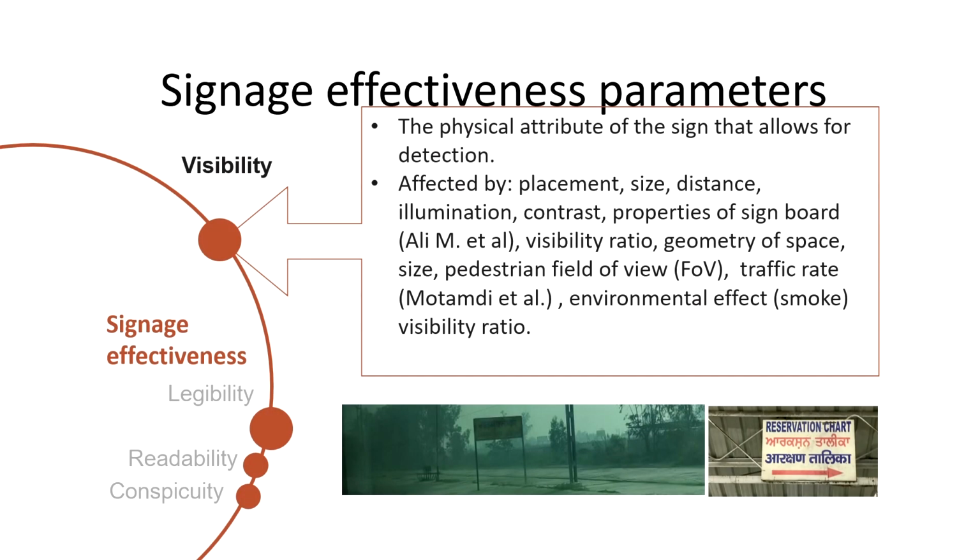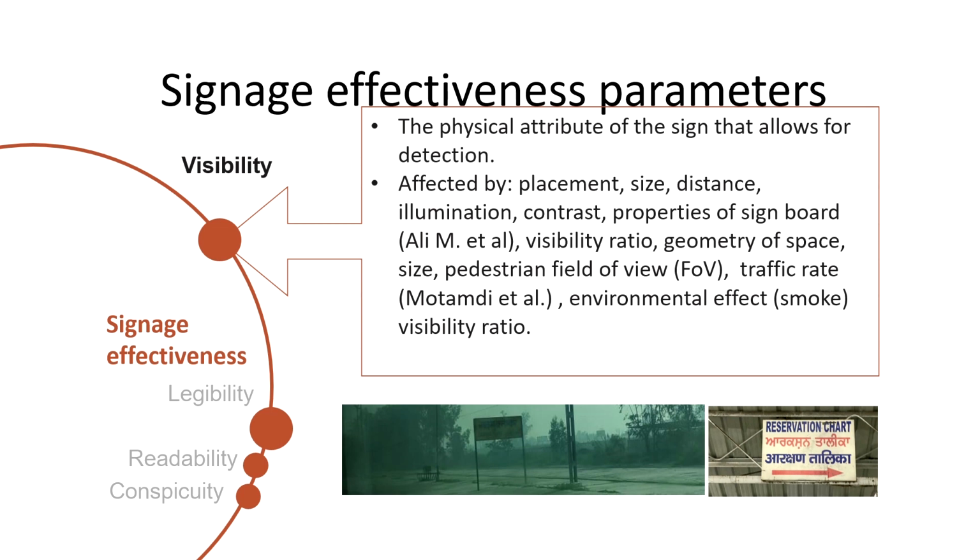Getting on to the next topic, which is signage effectiveness, it hinges on a few key parameters. Each plays a critical role in ensuring that the signage effectively communicates its intended message. These parameters include visibility, legibility, conspicuity, and readability. Let's go on to the visibility part.